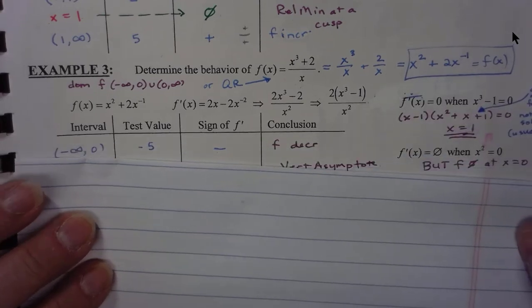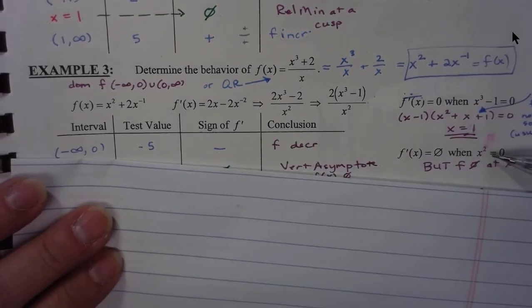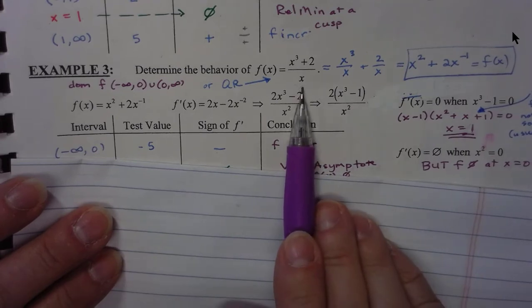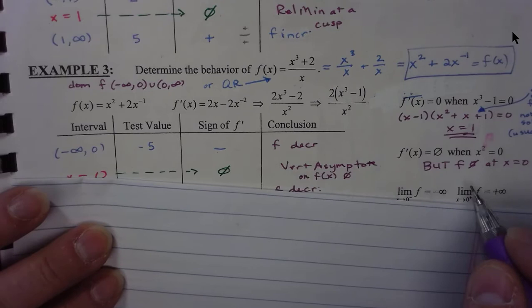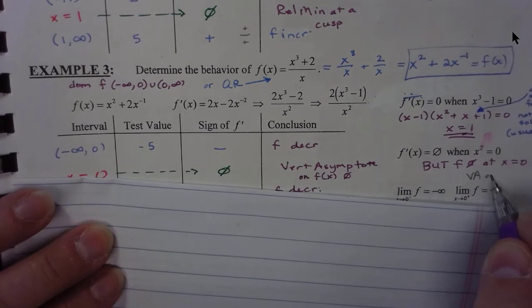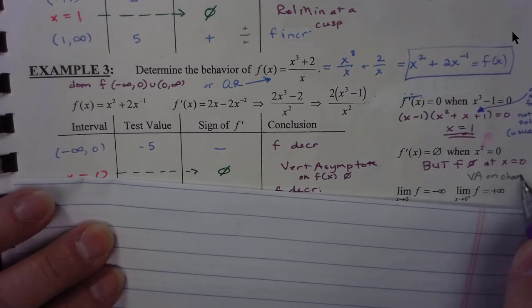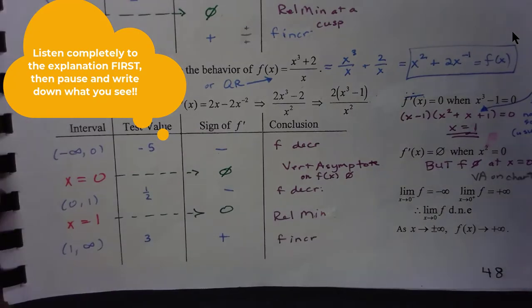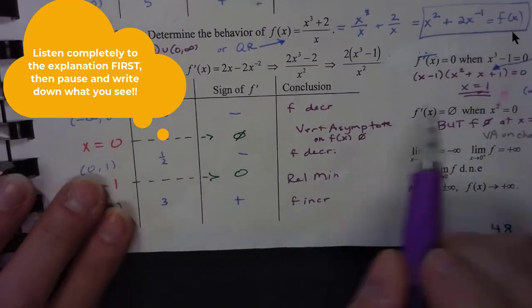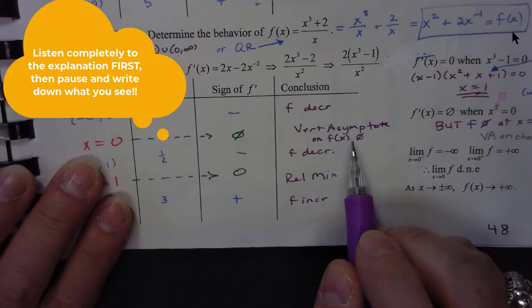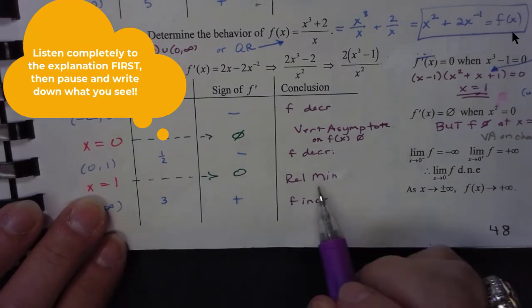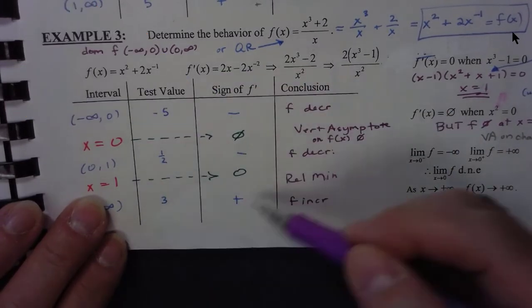The denominator is 0 when x squared is 0. That's at x equals 0, but let's remember the function itself is not defined there, so our vertical asymptote must go on the chart as well. So we have, when x is 0, this is a vertical asymptote. When x equals 1, we don't know if it's a relative max or min yet. We have to do our analysis.